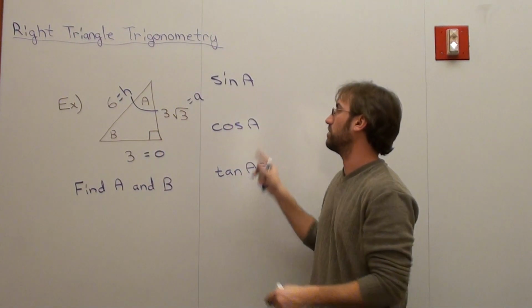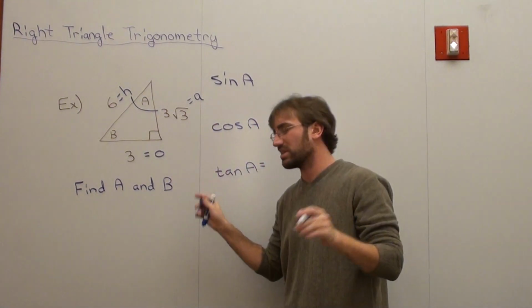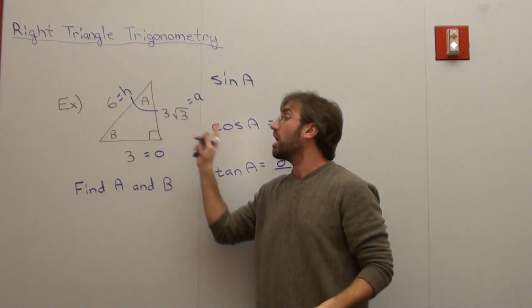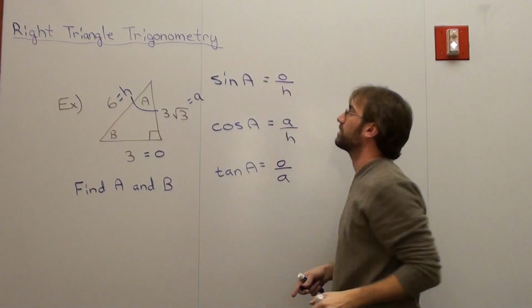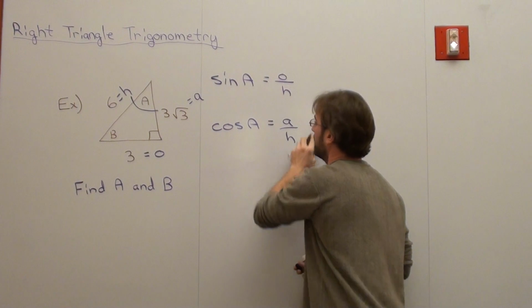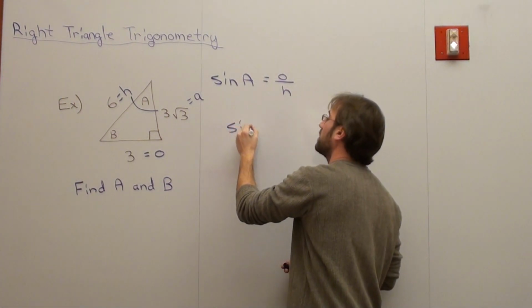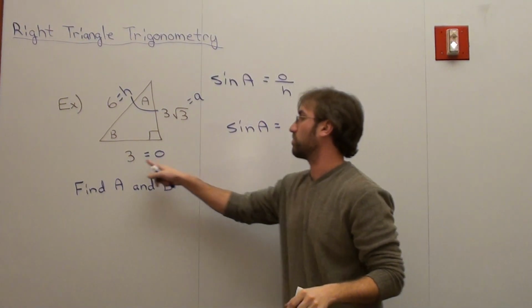Well, cosine uses adjacent over hypotenuse, and I don't want to use this one, so let's not use that one. Tangent uses opposite over adjacent, I don't want to use that one. Sine uses opposite over hypotenuse. So, go ahead and erase this. The sine of A is equal to the opposite over the hypotenuse. Well, the opposite is 3.